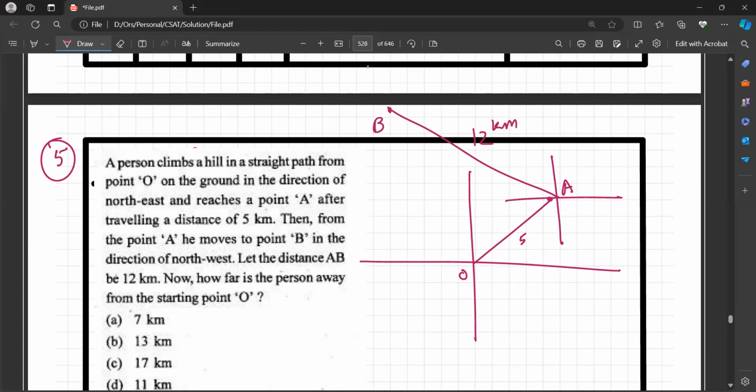Now how far is the person away from the starting point? From the starting point, this will be 90 degrees. Okay. Now this starting point से कितना हो जाएगा? Same repeat question, 13 kilometers.